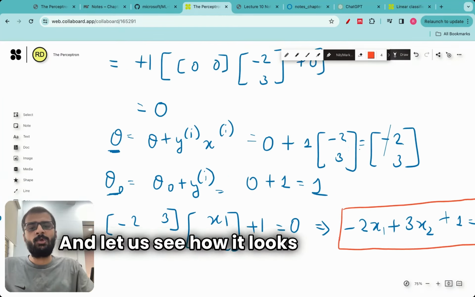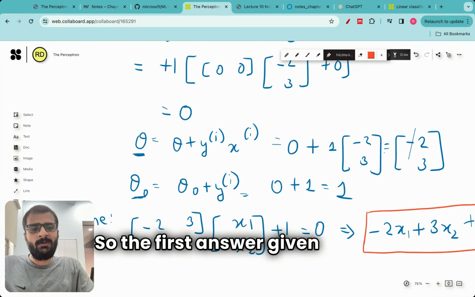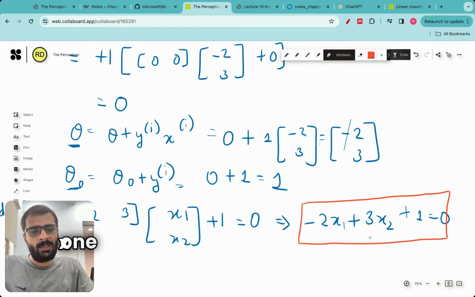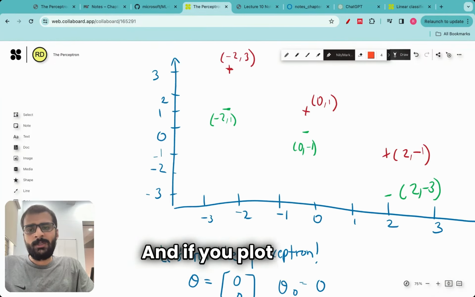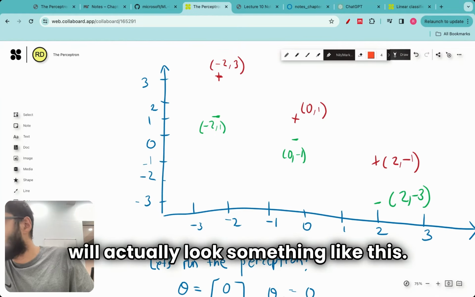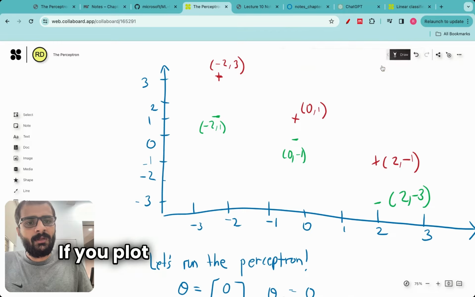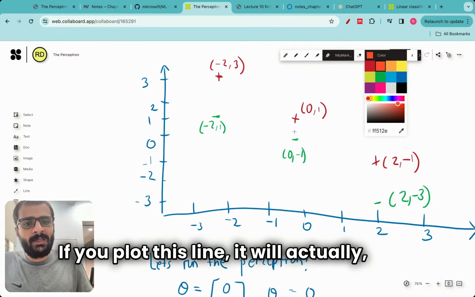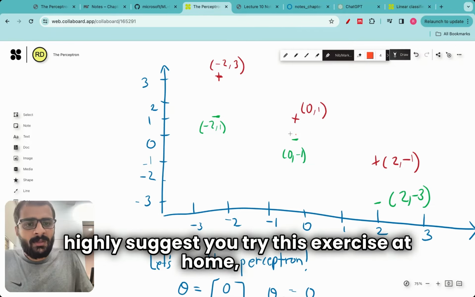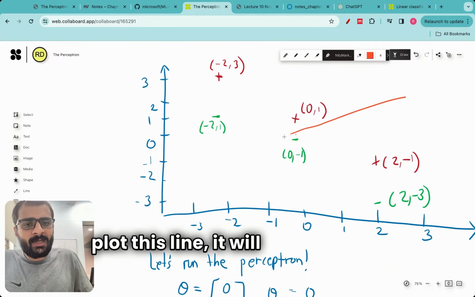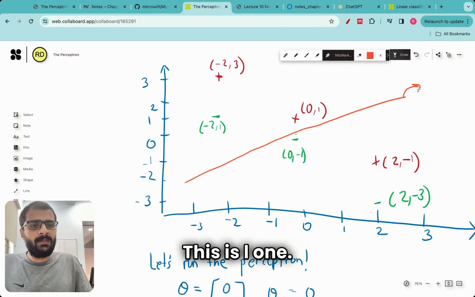And let us see how it looks in this plot. So the first answer given by the perceptron is minus 2x1 plus 3x2 plus 1 equal to 0. And if you plot this line, and I highly suggest you try this exercise at home, it will actually look something like this. This is L1.